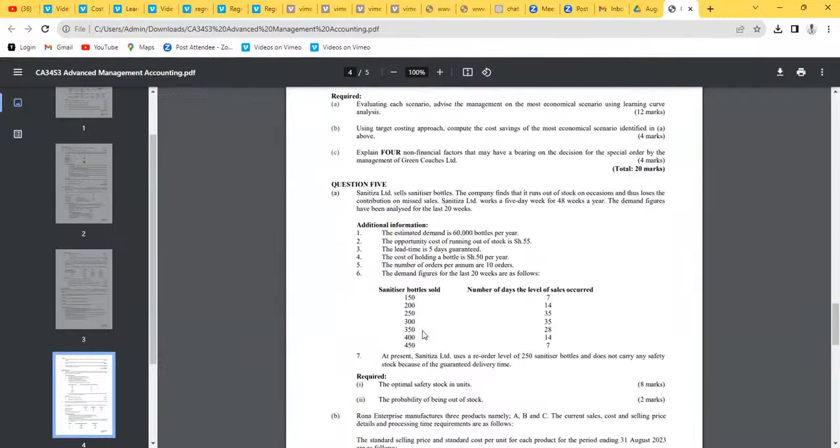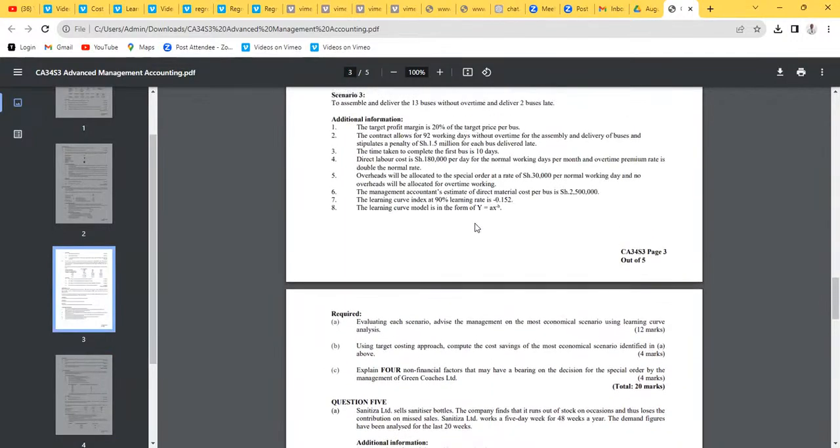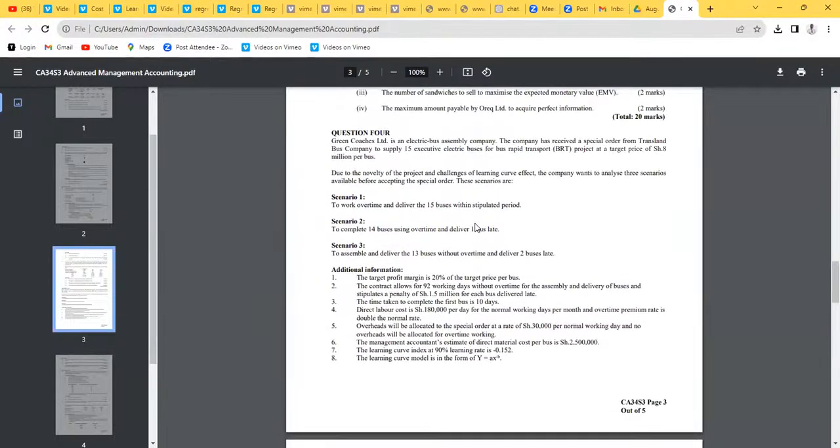Required: evaluate each scenario, and advise the management on the most economical scenario using learning curve analysis. Using the target costing approach, compute the cost saving of the most economical scenario identified in A above. So what we need to understand is very interesting there. So what do they want us to do? 1, to work overtime and deliver the 15 buses within the stipulated period. So let's deal with scenario number 1.